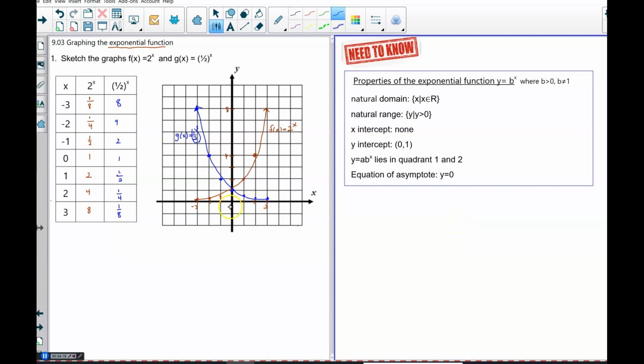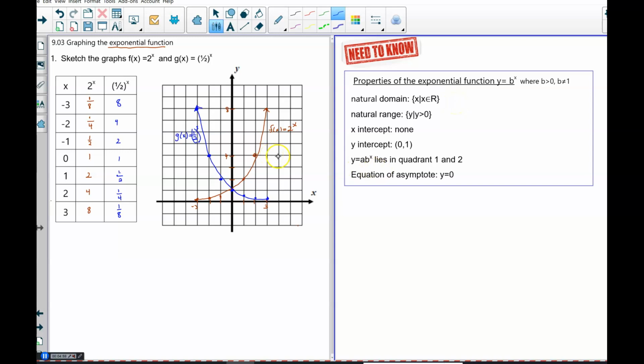The natural domain for all exponential functions in the form y equals b^x is x is an element of the reals, and the natural range is any number greater than 0. Both of these functions will never cross the x-axis unless there's a vertical shift. There's no x-intercept, and also all exponential functions are going to pass through the point (0, 1), the y-intercept, again, unless there's a vertical shift.